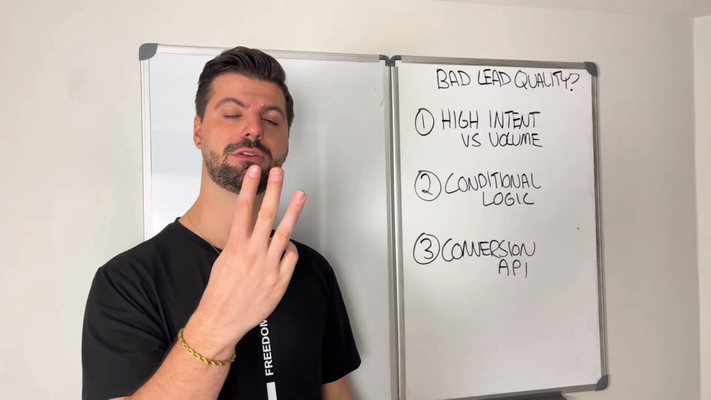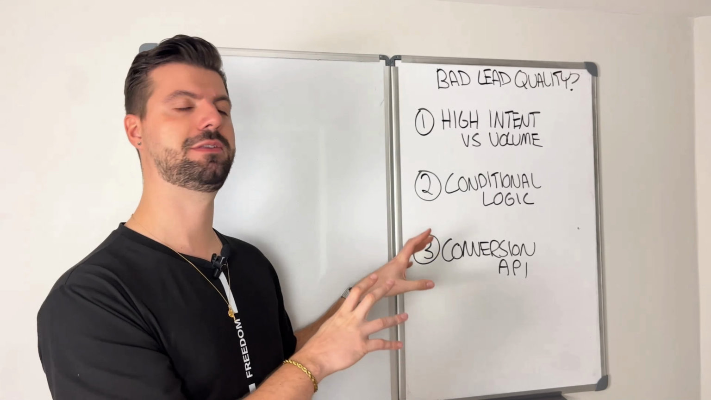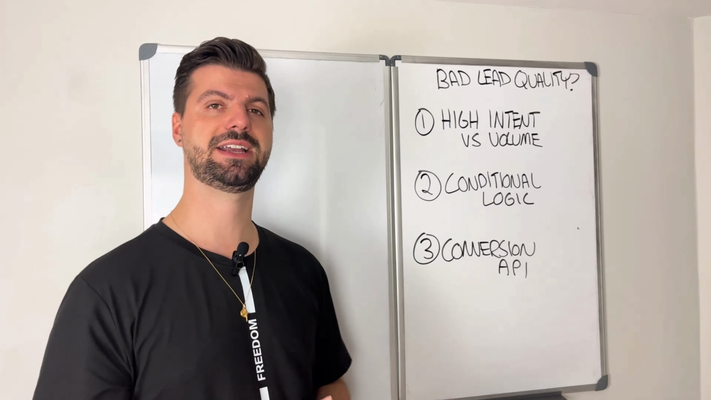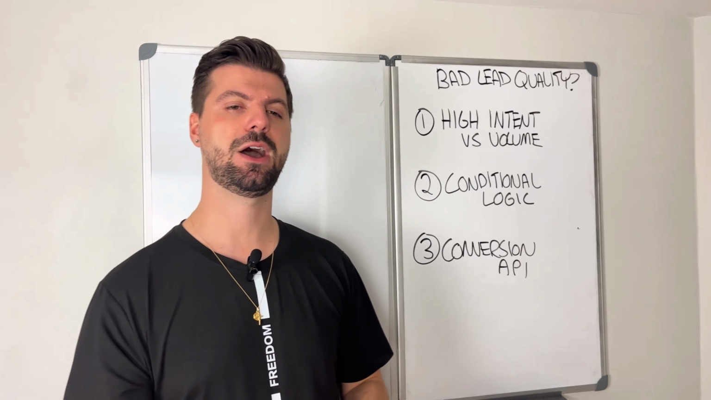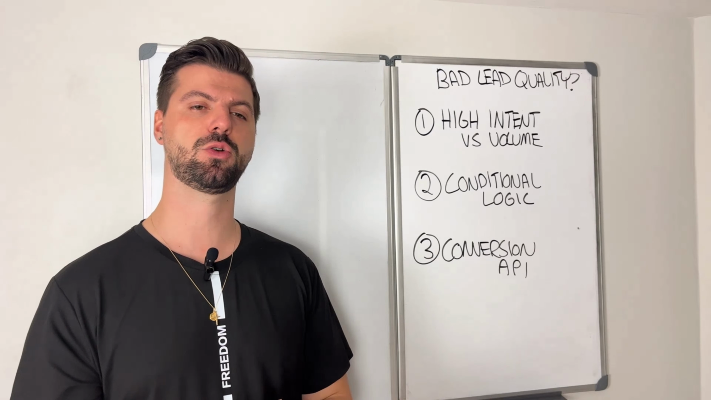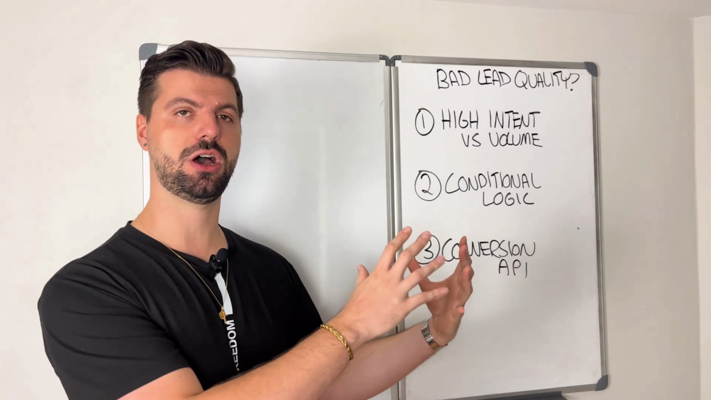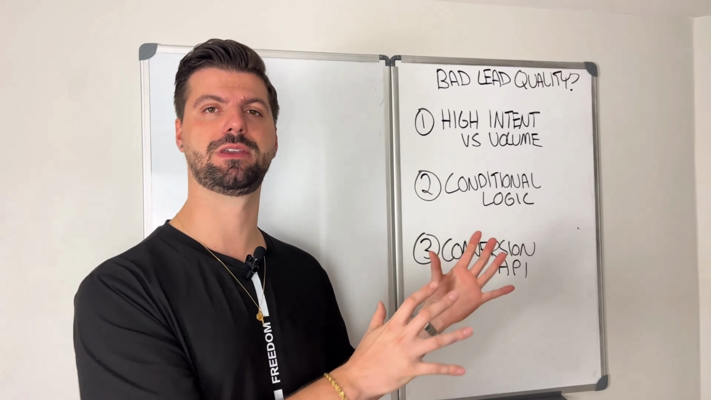Now, I have a third thing to recommend here, and this is kind of building on the strategy of conditional logic. So the third strategy that I would recommend is something called Conversion API. Now, essentially what Conversion API is going to do is allow your CRM to actually talk and communicate data back and forth to Meta's algorithm.